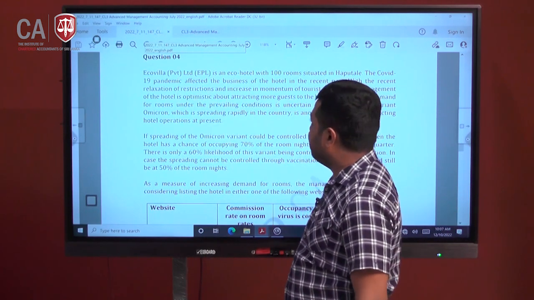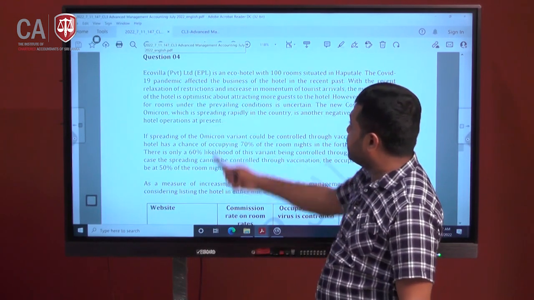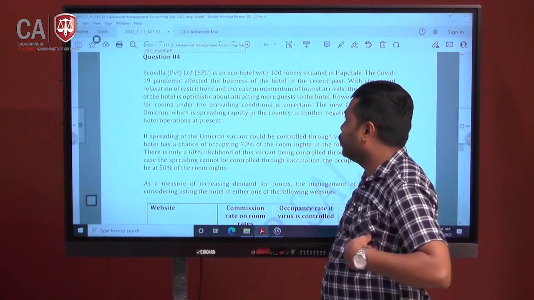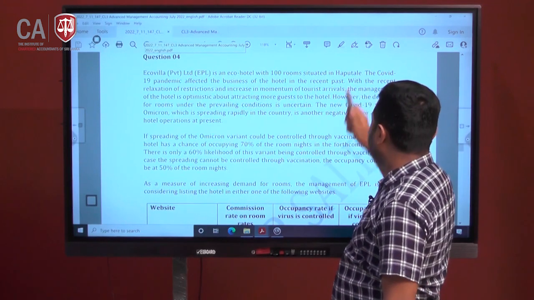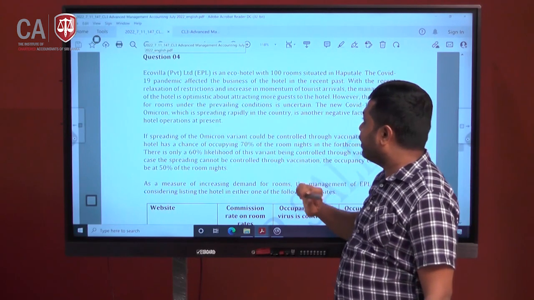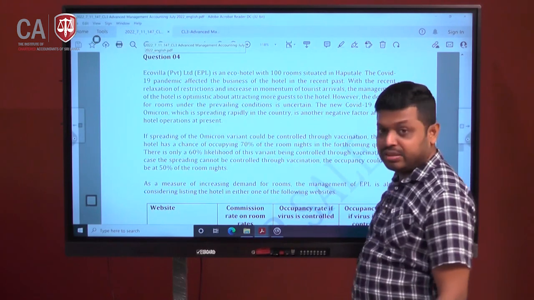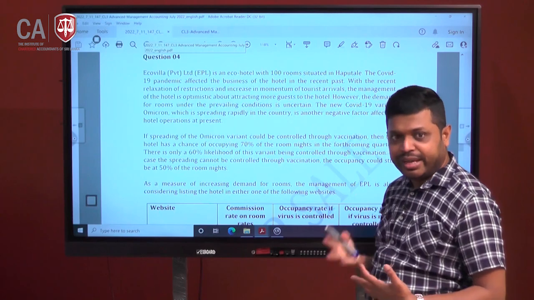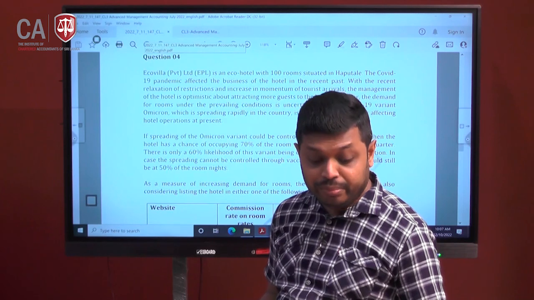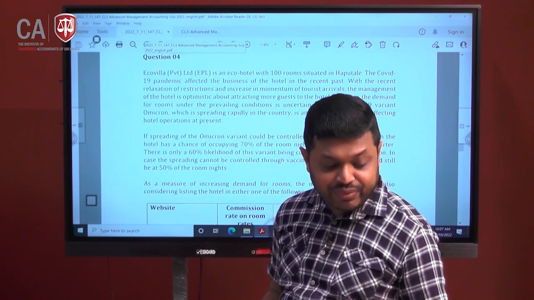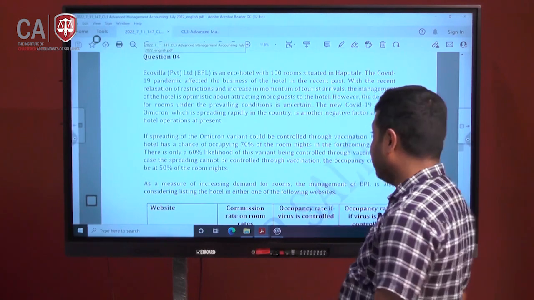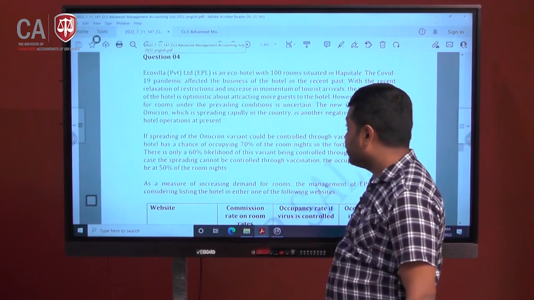Eco Villa Private Limited, EPL, is an eco hotel with 100 rooms. There are 100 rooms situated in Haputale. The COVID-19 pandemic affected the business of the hotel in the recent past. Due to the COVID-19 breakout, the operation has been significantly affected. Most of the hotels still are facing some issues.